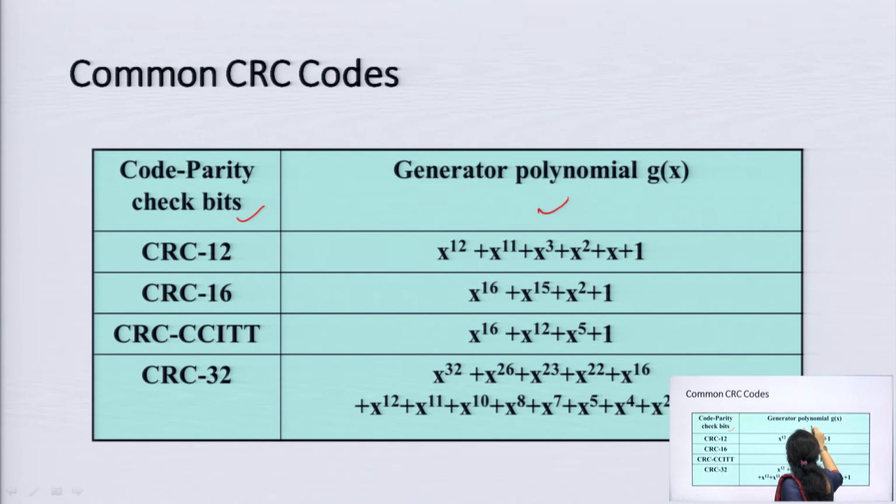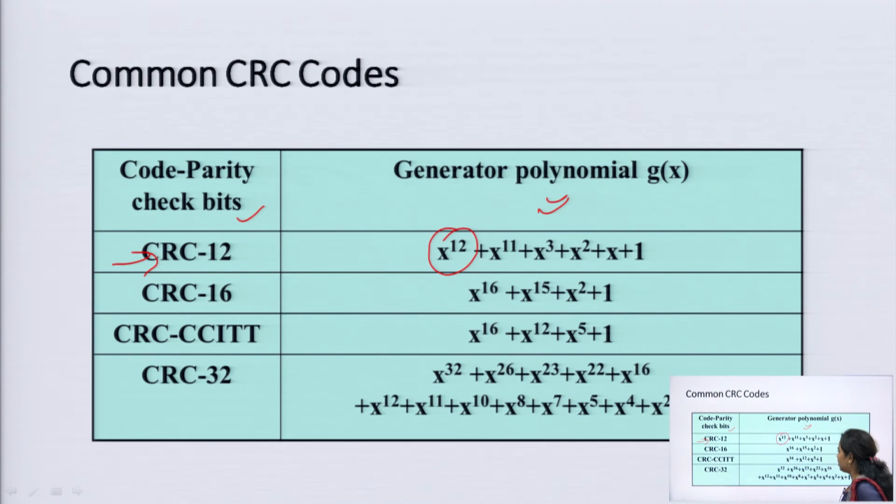This is the generator polynomial. I have given an example. These are the different generator polynomials. Like this is the code parity check bit that is denoted by CRC 12, then the highest power of x in this case will be 12. Next will be CRC 16. The highest power in this generator polynomial will be equivalent to 16. Next is CRC CCITT. So, this is having the highest power 16 and it is denoted by this generator polynomial.